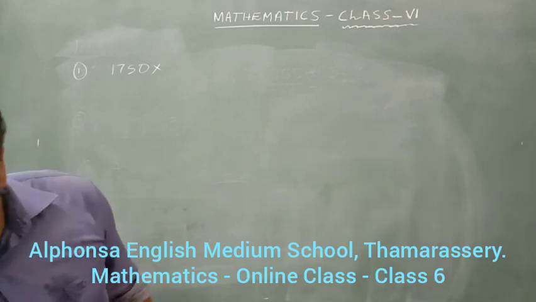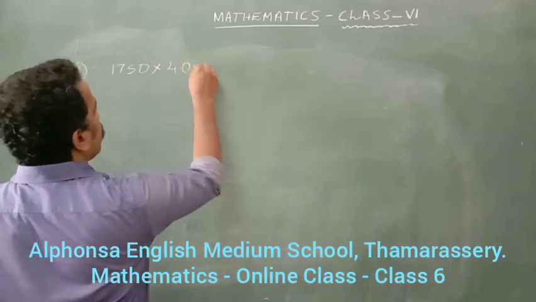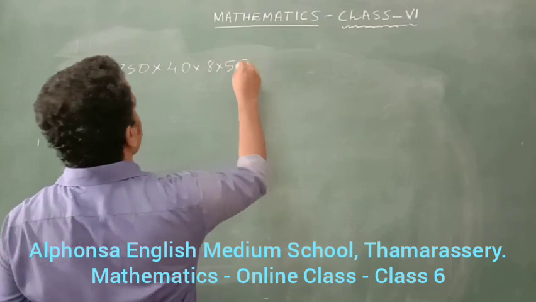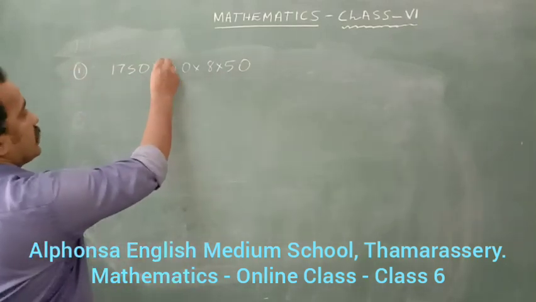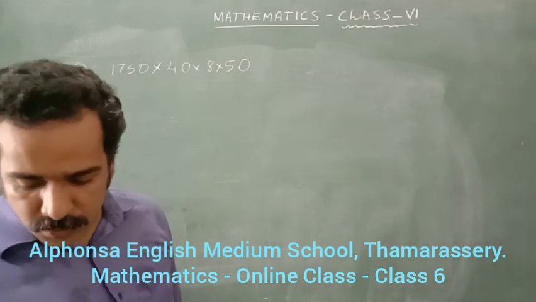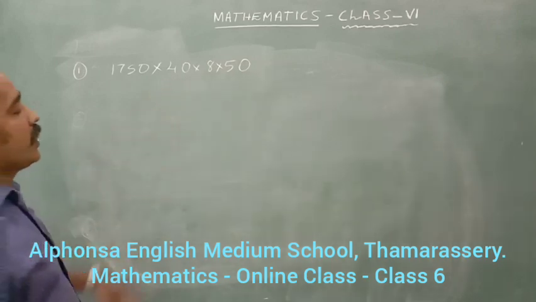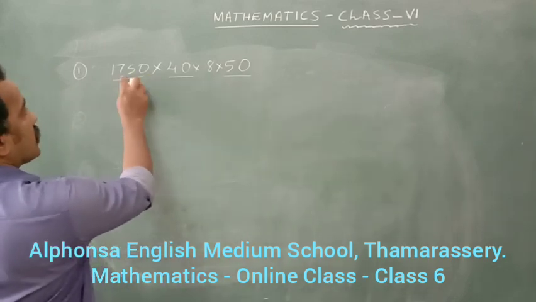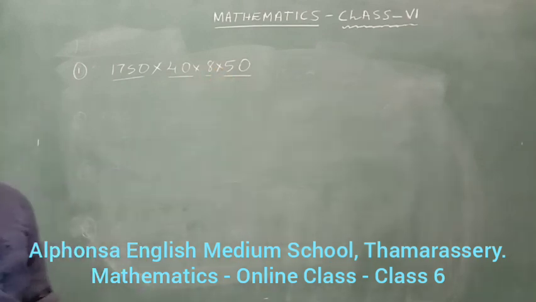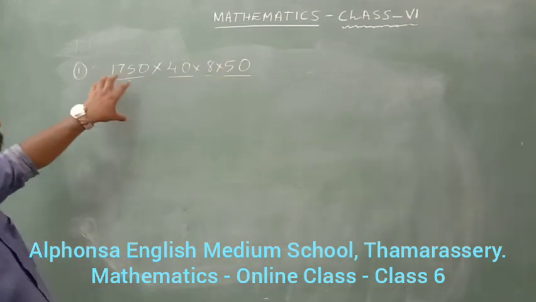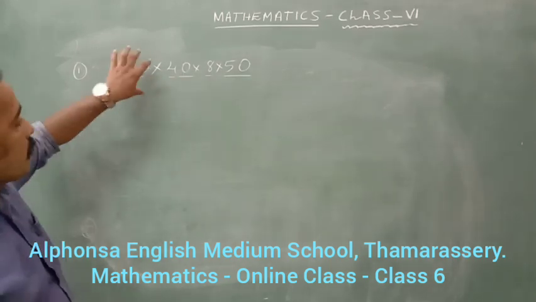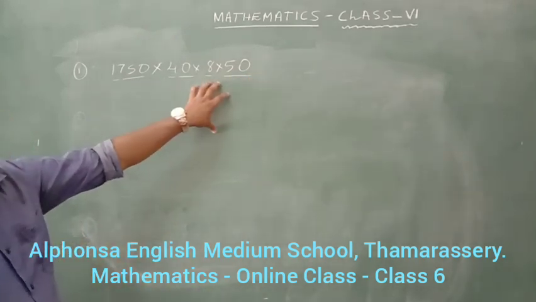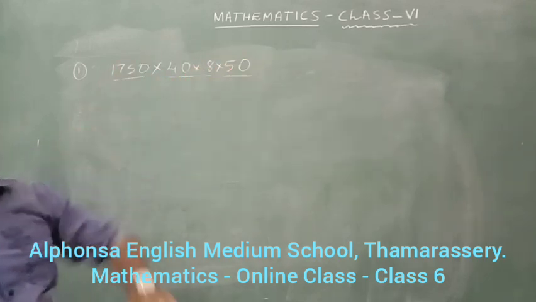1750 into 40 into 8 into 50. In this case, multiplying which two numbers is easy? We know that multiplying 40 into 50 is very easy, and multiplying 1750 into 8 is also easy. Otherwise, if you are directly multiplying, first you have to multiply these two, then that product into this, that product into this. In that way, we have to multiply. To avoid such confusion, we can have a rearrangement.